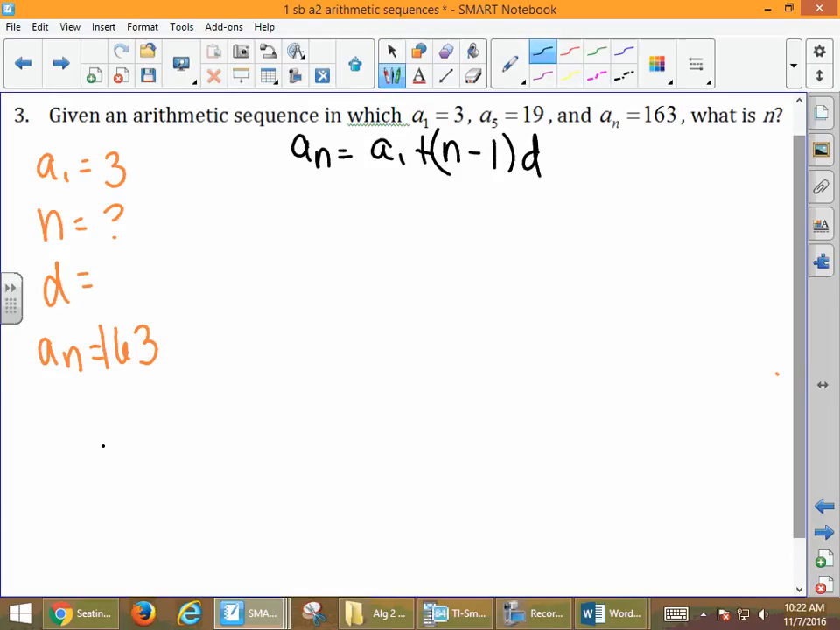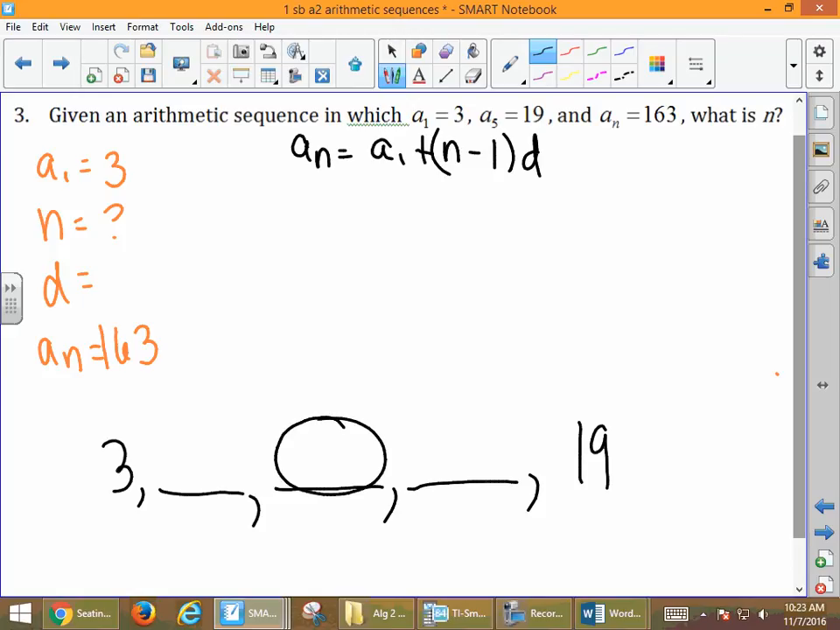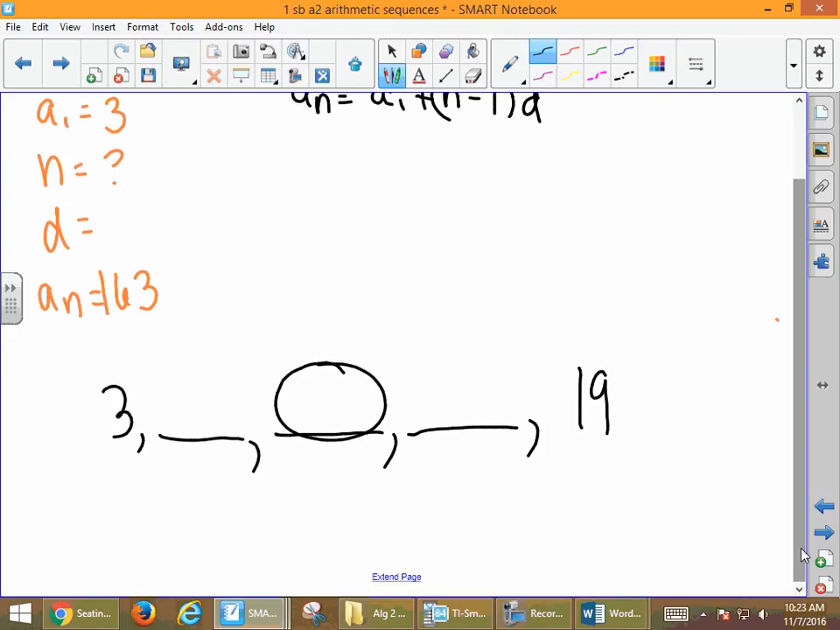Our first term was 3. And we don't know what the second term is. We don't know what the third term is. We don't know what the fourth term is. But we do know that the fifth term is 19. And what we can do with this information is we can use those values that we have to find this middle term. And then we can use it again, hopefully, to find the rest of it.